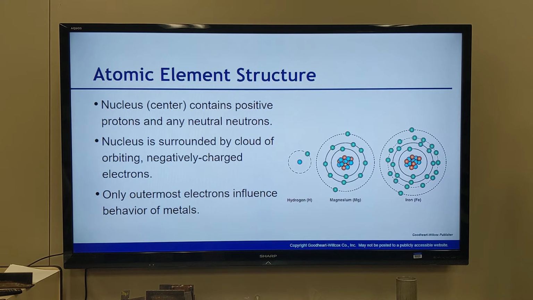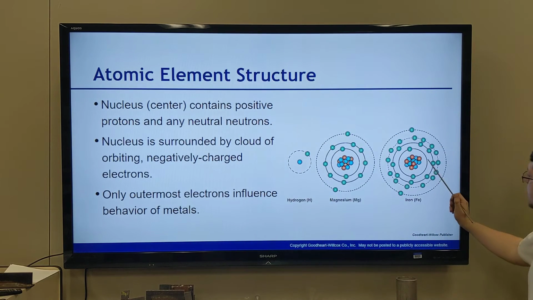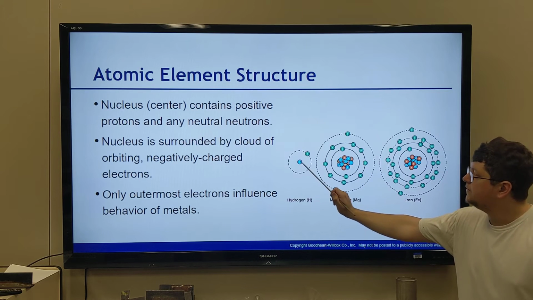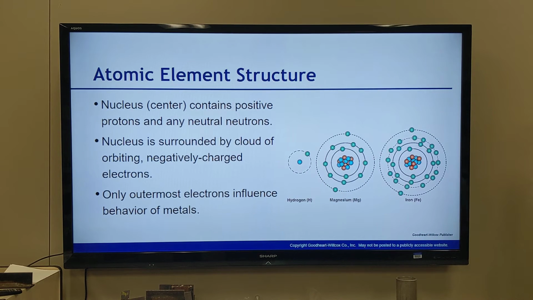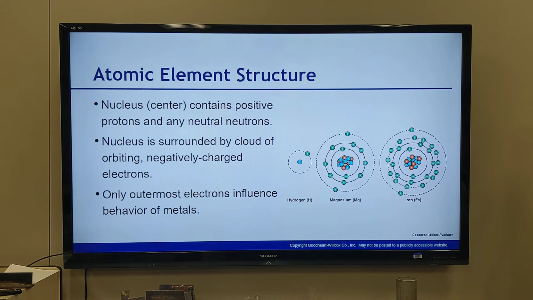So let's look at the structures of an element. You have the nucleus. The nucleus is the center part. Like right here is the nucleus. If we're hydrogen, it's just there. As you can tell, the nucleus has different amounts of protons and neutrons. And the protons are a positively charged piece. The neutrons are neutral. And then the things out here that are surrounding it are your electrons, which are negative.